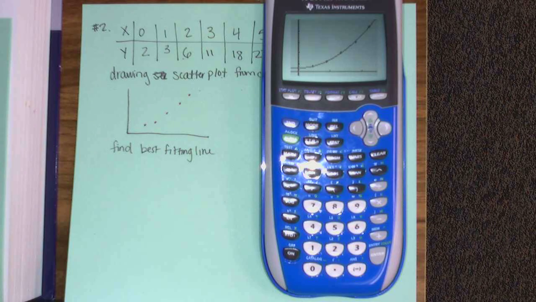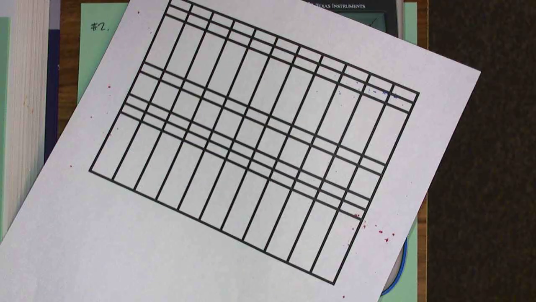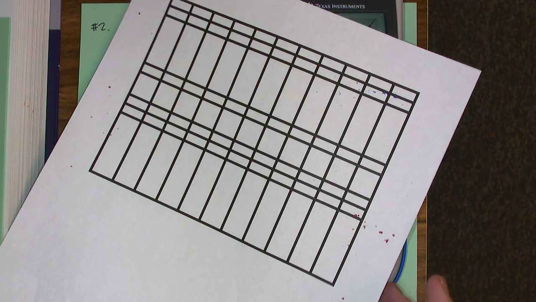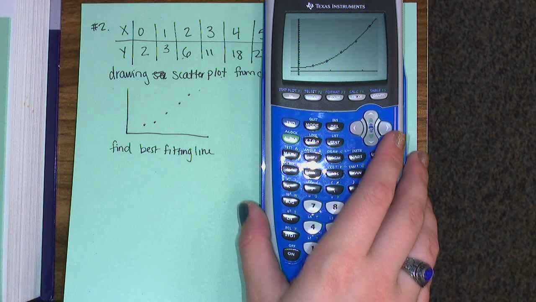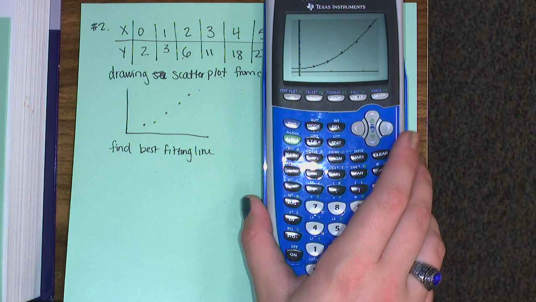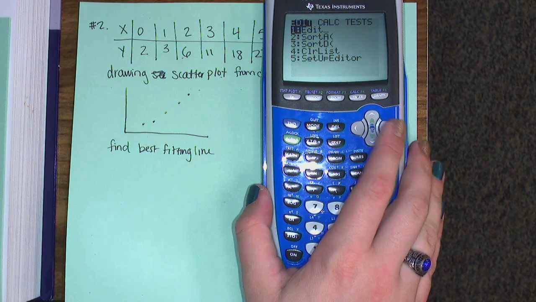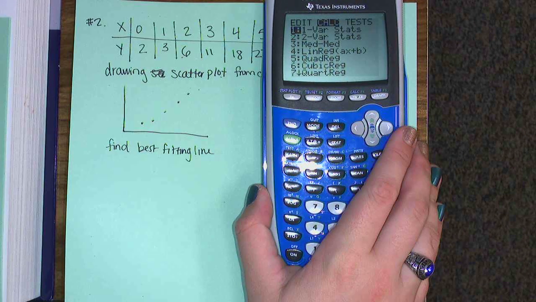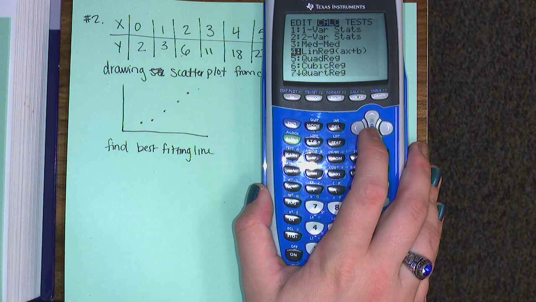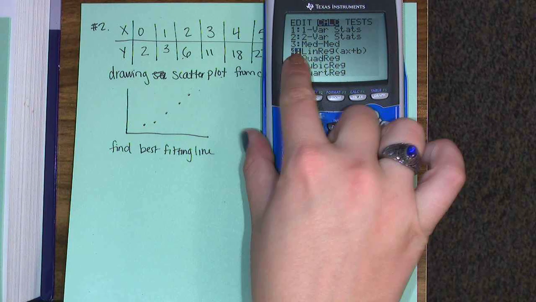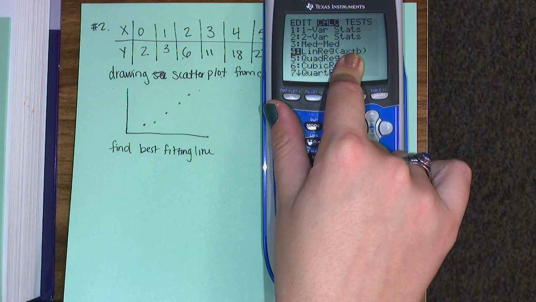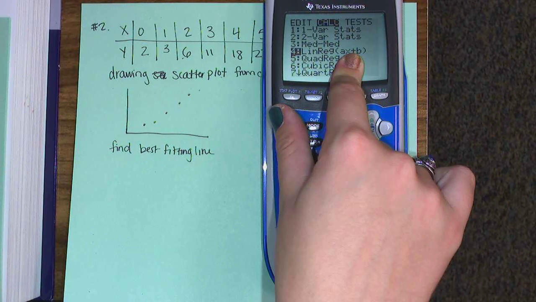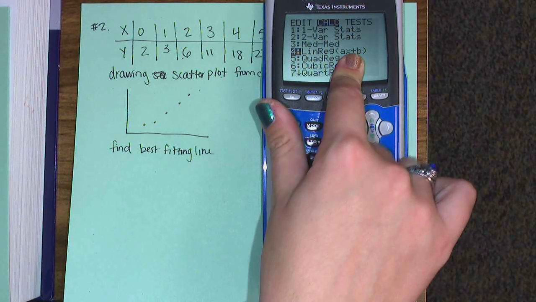Let me focus this so that you can actually see the buttons. To do this, we're going to hit stat, arrow one to the right to calc. The one that you're going to be using is LinReg, and it gives you an equation of a line in the form y equals ax plus b, a being the slope, b being your intercept. That's the one you're going to be using for the problems I give you.